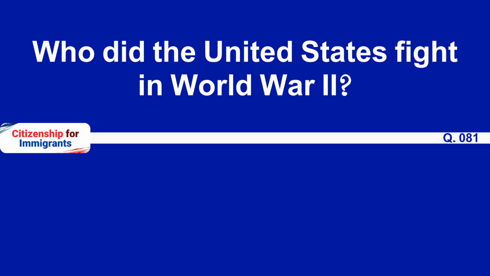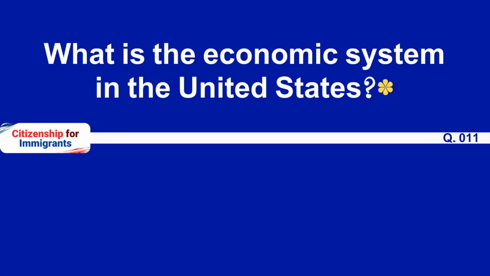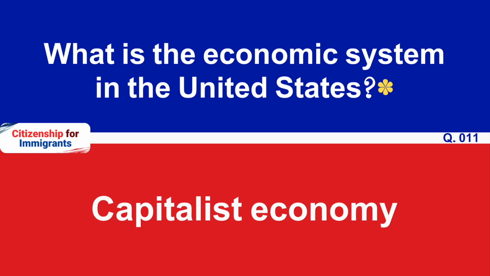Who did the United States fight in World War II? Japan, Germany, and Italy. What is the economic system in the United States? Capitalist economy.